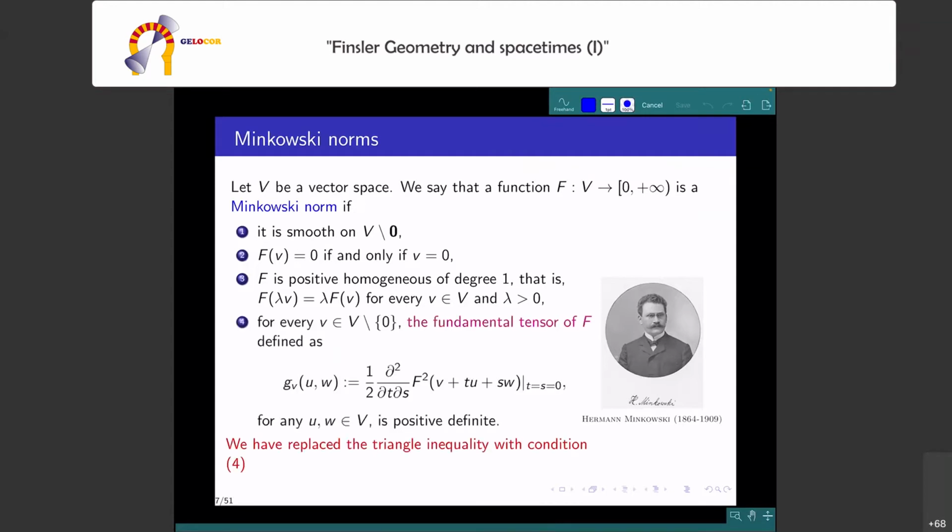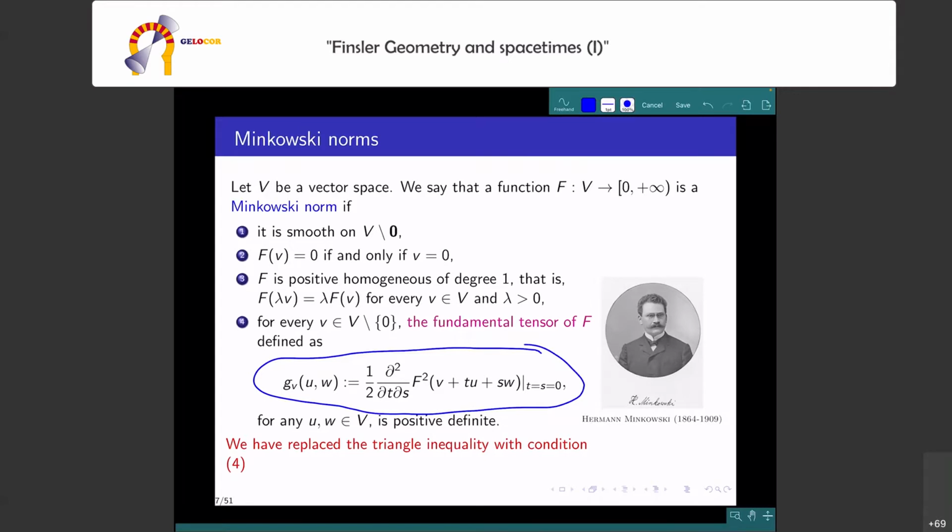And the fourth property is that the fundamental tensor of F, which is defined as 1/2 of the second derivative of the square of F, has to be positive definite. This quantity is very important. It's fundamental, and this is the reason I call it the fundamental tensor. This gives you a scalar product in every direction. Now we have a Minkowski norm, and this Minkowski norm produces a scalar product in every direction. So everything depends on the direction. A very important thing.